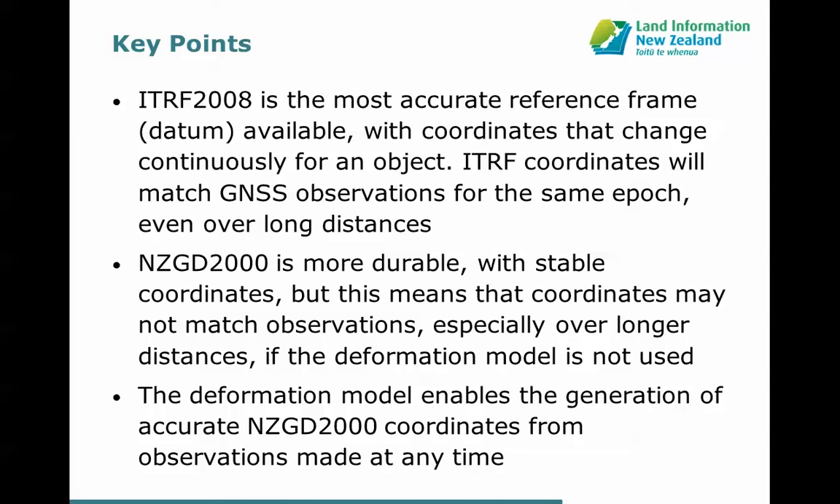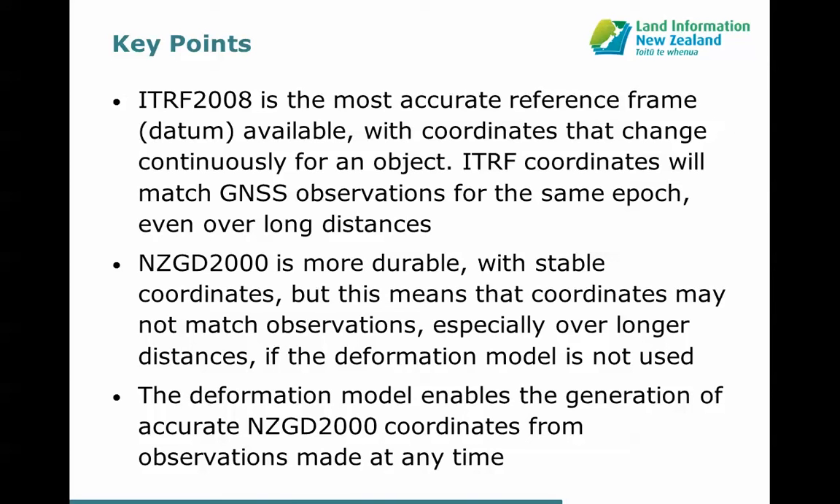So just to finish, I'd like to reiterate a few key points from both this part of the presentation series, but also the earlier ones provided by Chris Pearson and Chris Crook. So ITRF2008 is the most accurate reference frame or datum available, with coordinates that will change continuously for any ground fixed object. So what that means is that the ITRF coordinates will match your GNSS observations as long as the epoch of the coordinate and the epoch of the observation is the same, even over very long distances. So that's one way of thinking about what we mean when we say ITRF2008 is the most accurate.